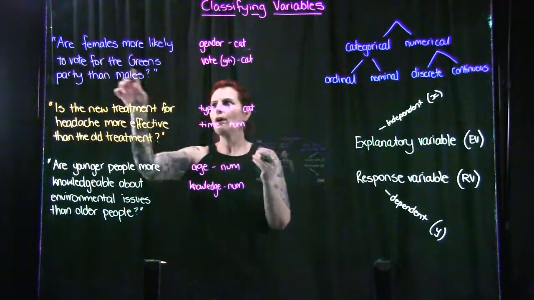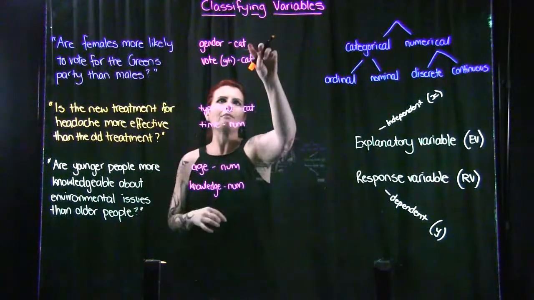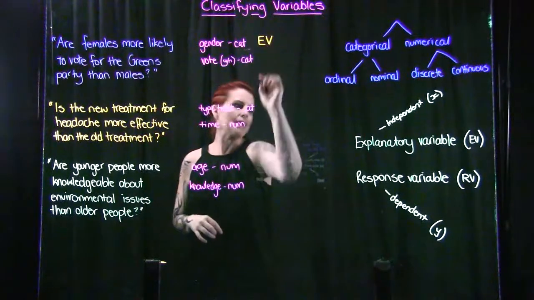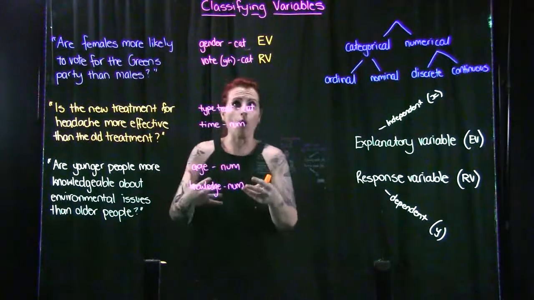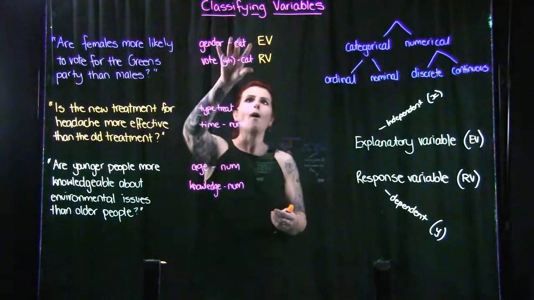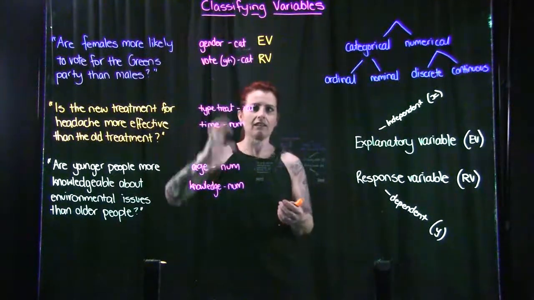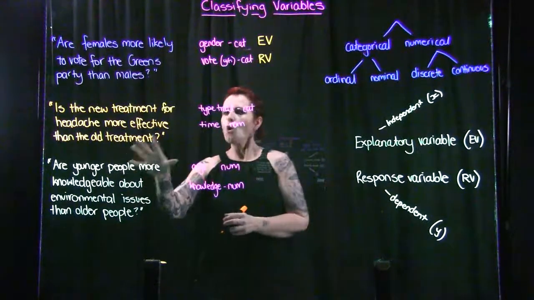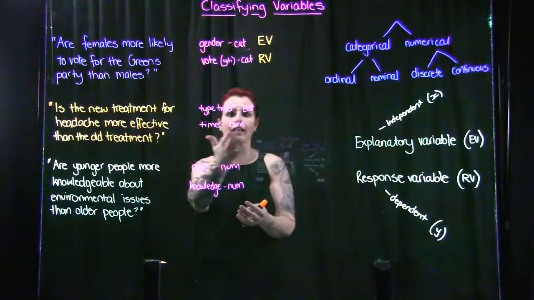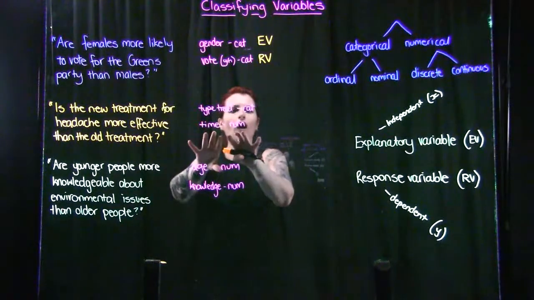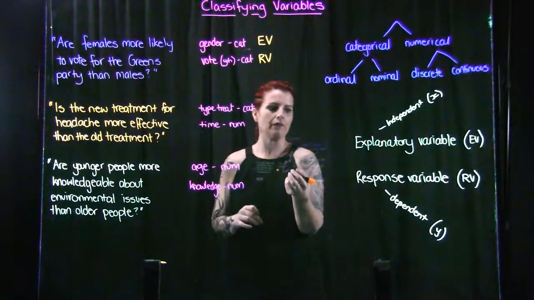Now, basically, we're looking at whether they're more likely, females more likely than males. So that means that gender is going to be our explanatory variable, because whether we respond with yes or no to voting, may be because of our gender, and that's what we would be investigating, whether that is a correct association. When we look at this next one, we've got the type of headache treatment and the time it takes for the headache to go. So looking at how effective it is. So the time it takes is going to be dependent upon the type of treatment that you have.